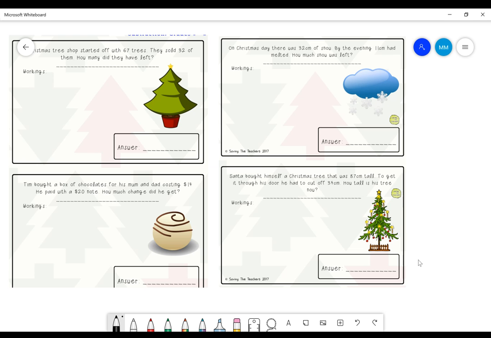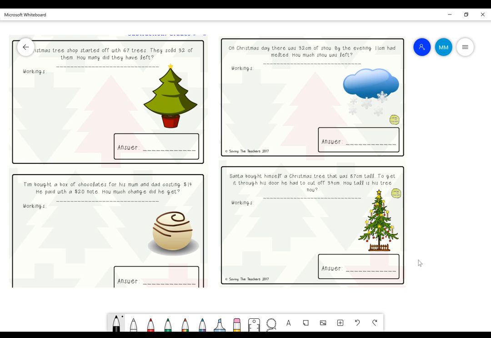So, as always, the past couple days, you are going to need a piece of paper and a pencil to complete these word problems with me. So, let's go ahead and get started with our first Christmas tree at the top.